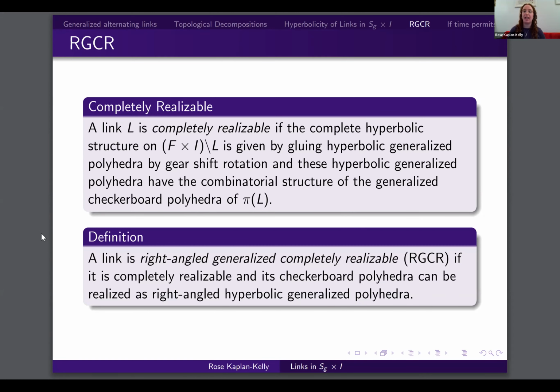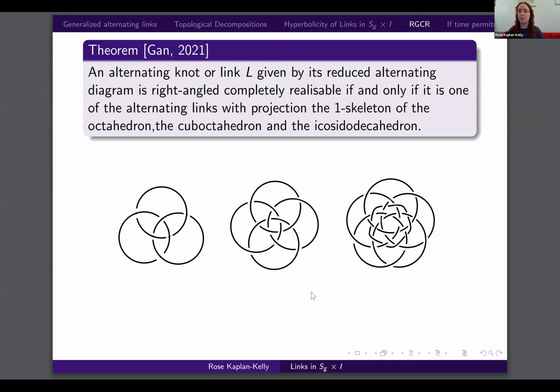A natural follow-up question is, which links are RGCR? In the setting of links which are alternating on S2 and S3, Gahn showed that these are precisely the three links with this property. So these are the three links that are right-angled, completely realizable. So taking a step back, this shows that this is a very special property. Not many links have this. So among alternating links, this is it.